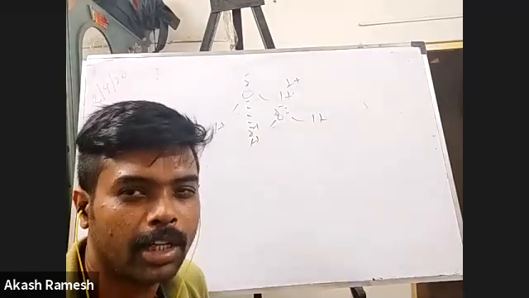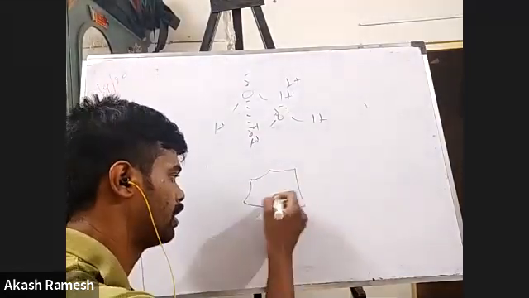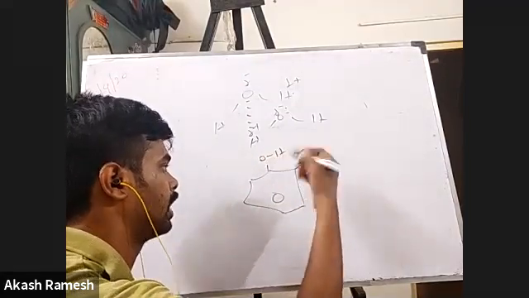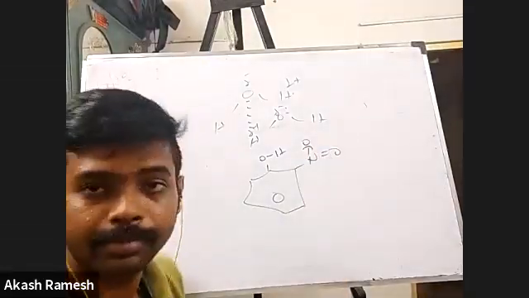And intramolecular hydrogen bonding will generally happen in organic compounds. I gave you a compound like this, if you can remember. I have an OH and say an NO2, right?